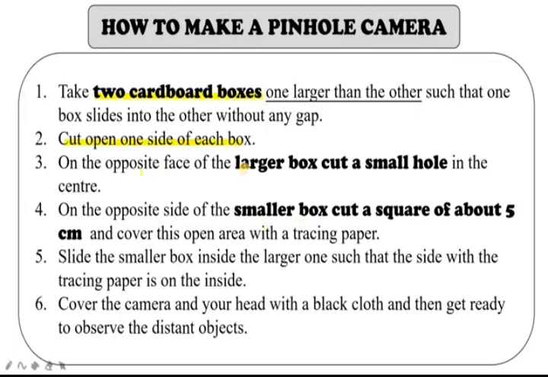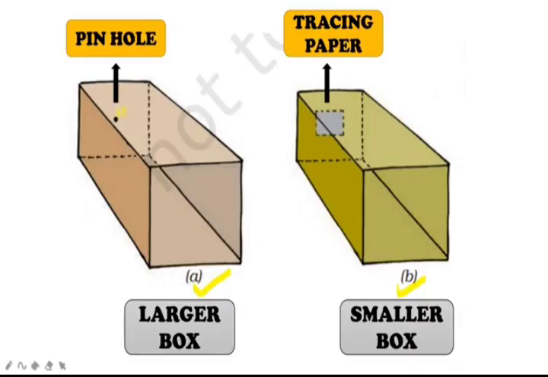After that, next procedure: on the larger box, cut a small hole in the center. Look here, you can see a small hole at the center. You can see the pinhole, right? And the next step is over. After that, what you can see? Yes, this box, your tracing paper you are keeping. Instead of keeping a lens, only what you require is the tracing paper.